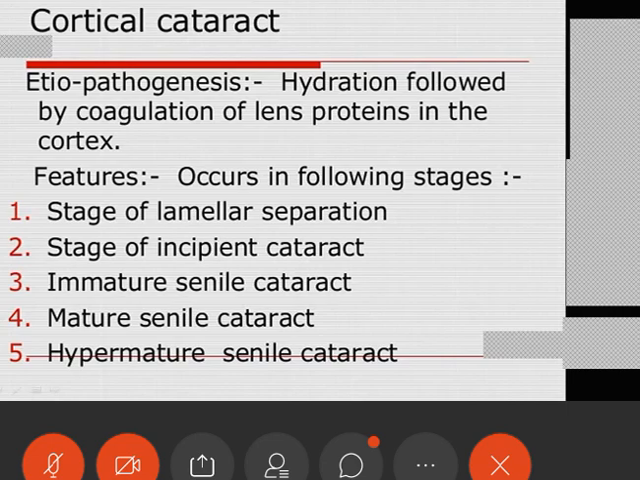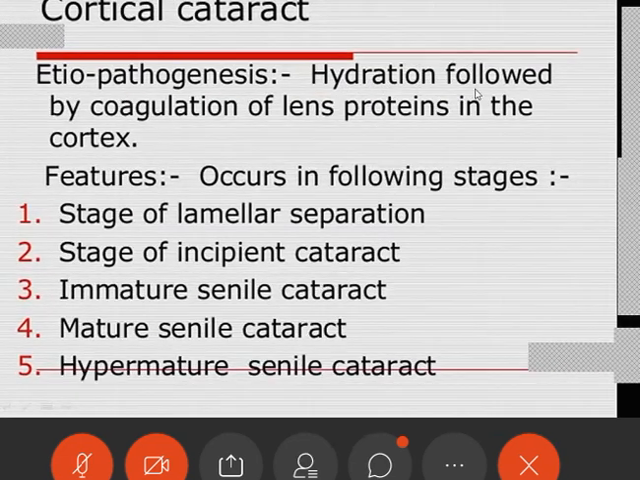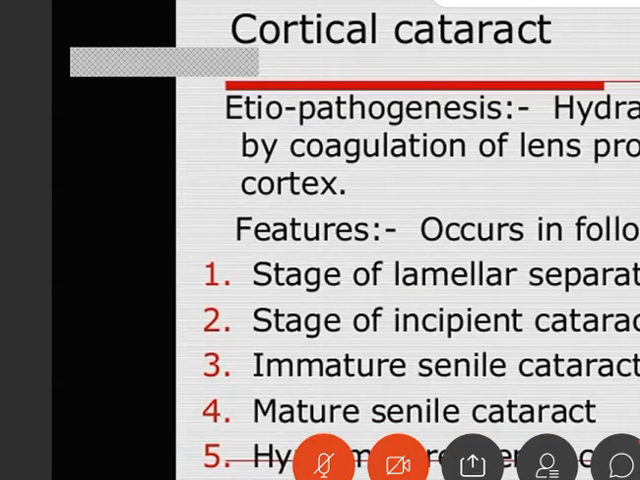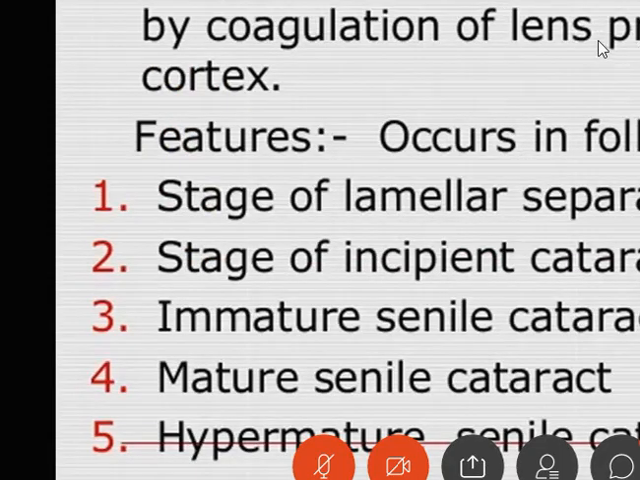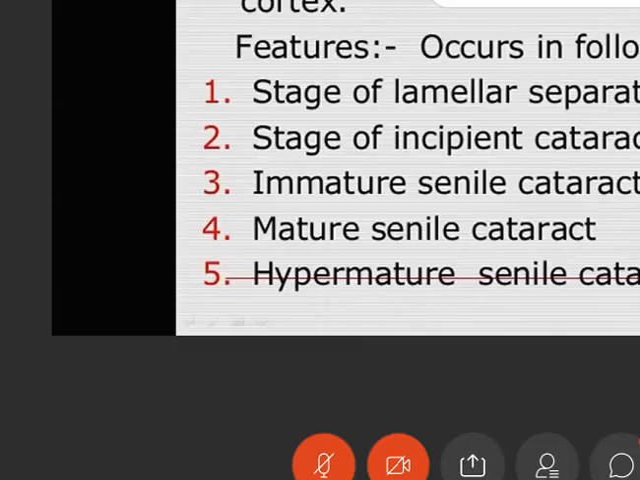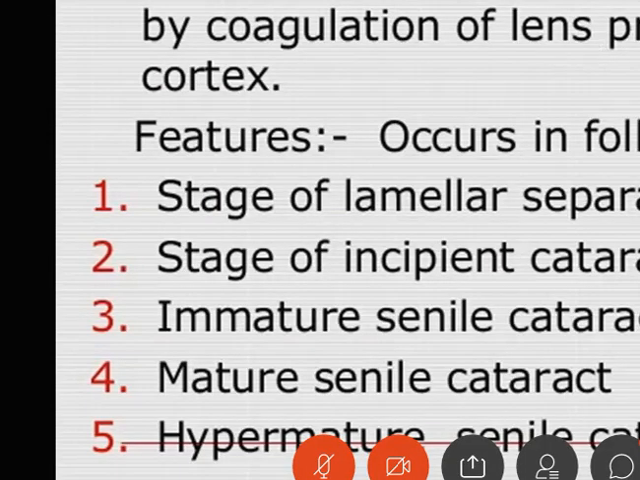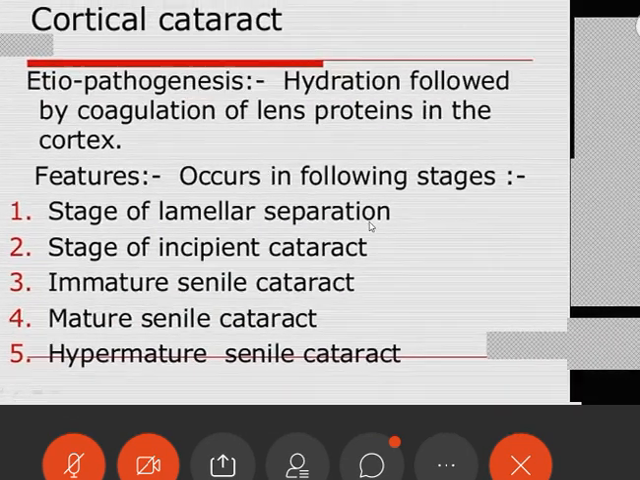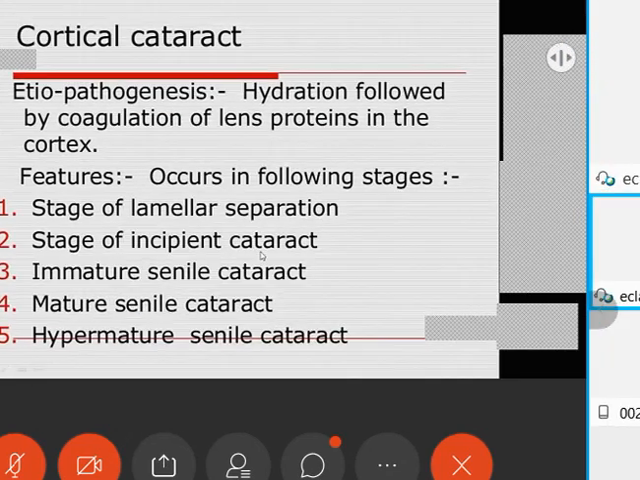Okay, so what will happen? Depending upon the hydration only, some of the clinical symptoms are there. Due to hydration, there is polyopia or diplopia. Why? Because the lens fibers are separated from each other, and each lens fiber acts as a separate lens. So we see many images at a time, and this is due to the lamellar separation. Then after lamellar separation, cataract formation occurs.